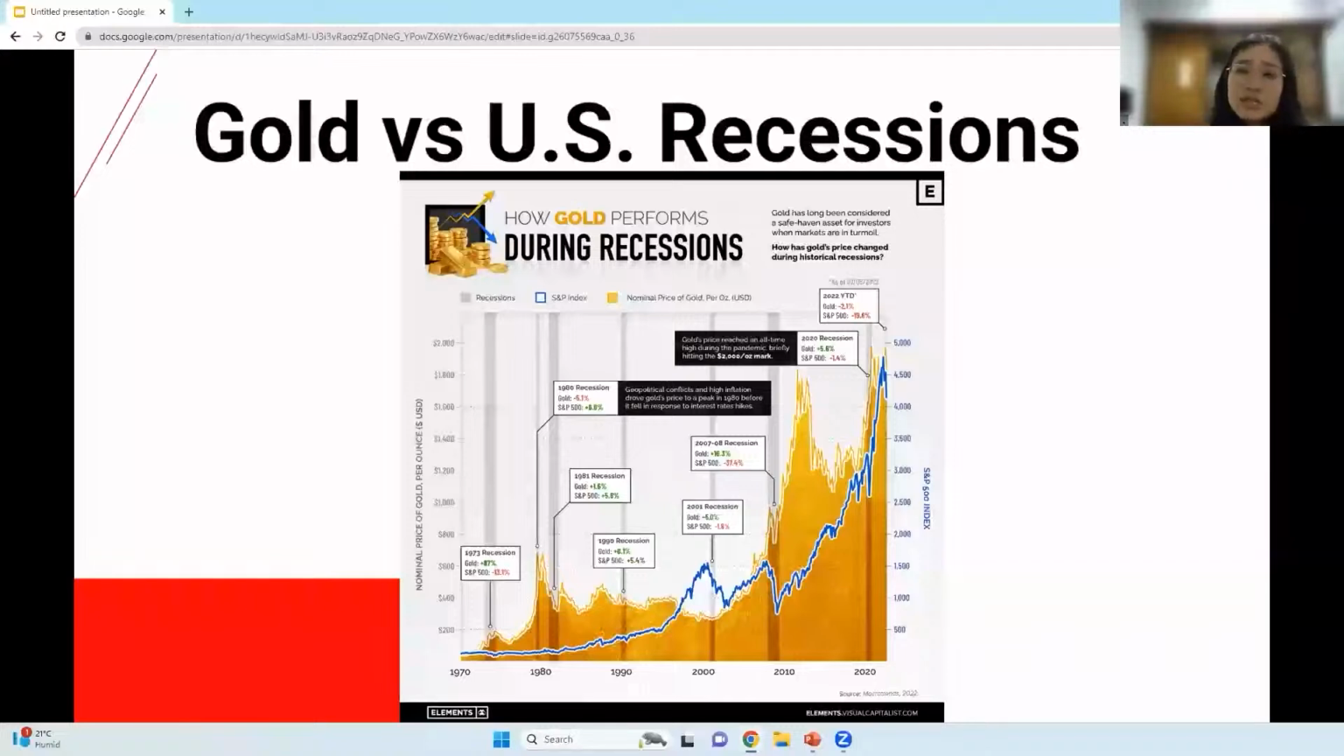If we look at a more recent recession, okay, I think the most recent one would probably be the 2020 recession because of the pandemic and the lockdowns. So that lasted approximately about 2 months, and the percentage change in nominal price of gold was a 5.6% increase, whereas the S&P 500 dropped by 1.4%. Okay, and here it says gold's price reached an all-time high during the pandemic, briefly hitting the $2,000 per ounce mark.